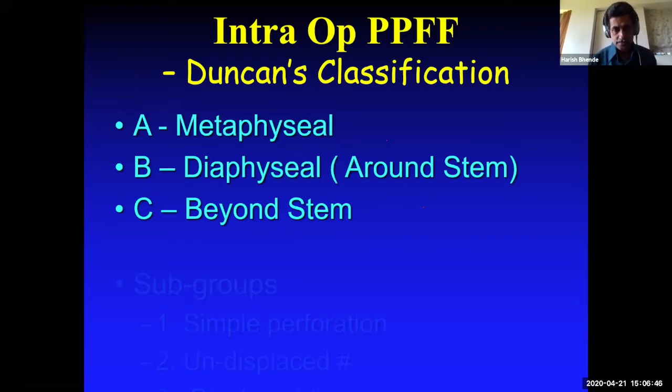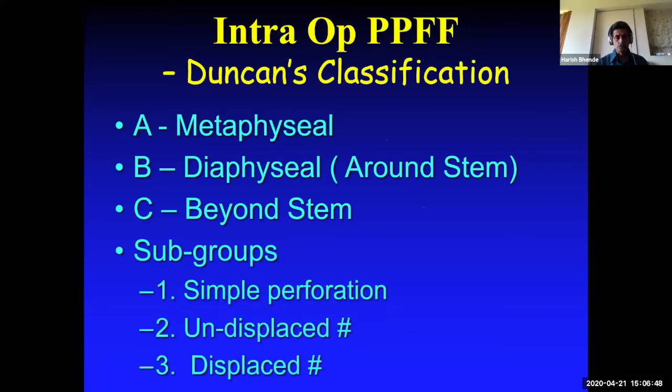And they are subclassified as group 1, 2, 3: either a simple perforation, an undisplaced fracture, or a displaced fracture. So again, these also require treatment on more or less a similar principle. The only thing is, because they have happened during the surgery, if you can notice on the table, then you can treat them. And what are the indications that this has happened?